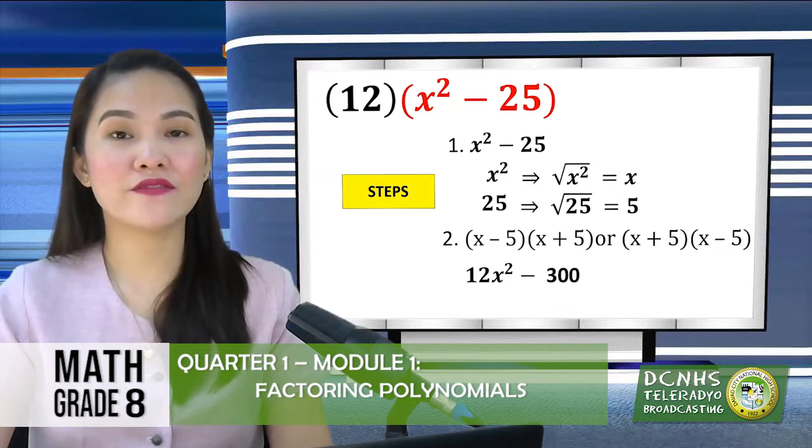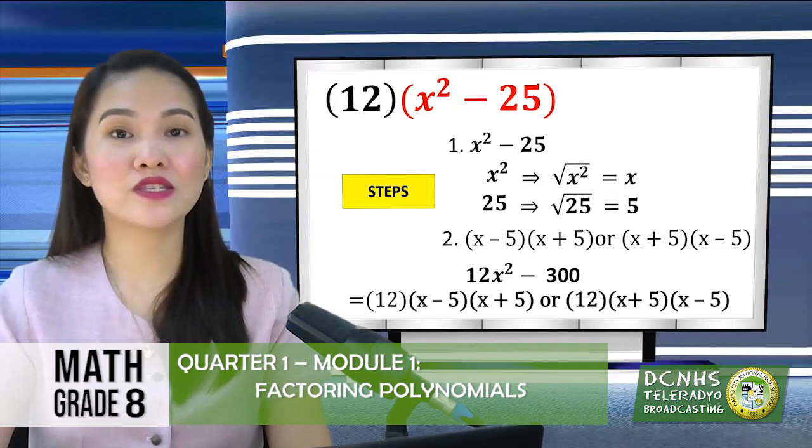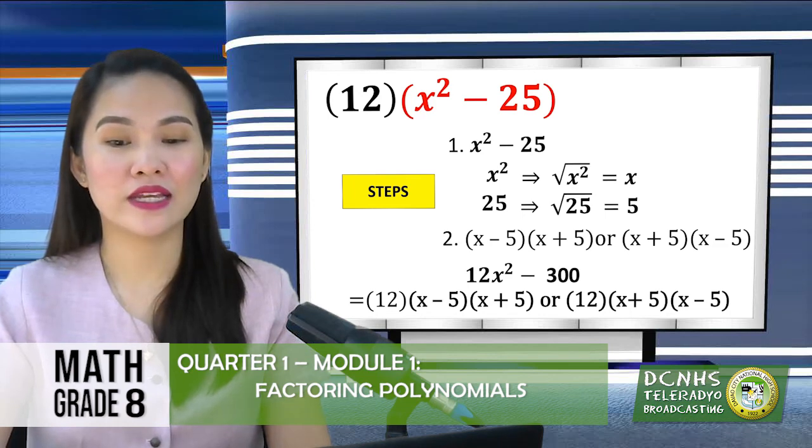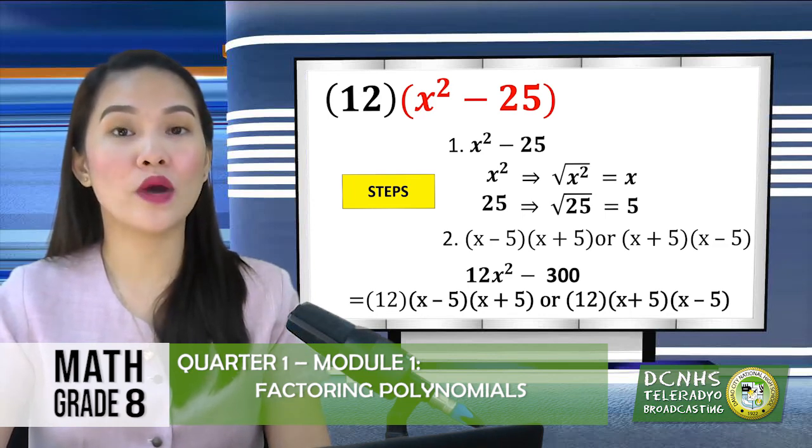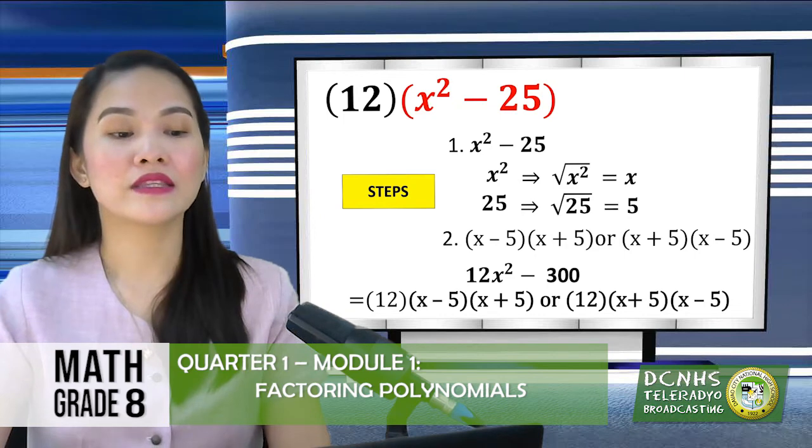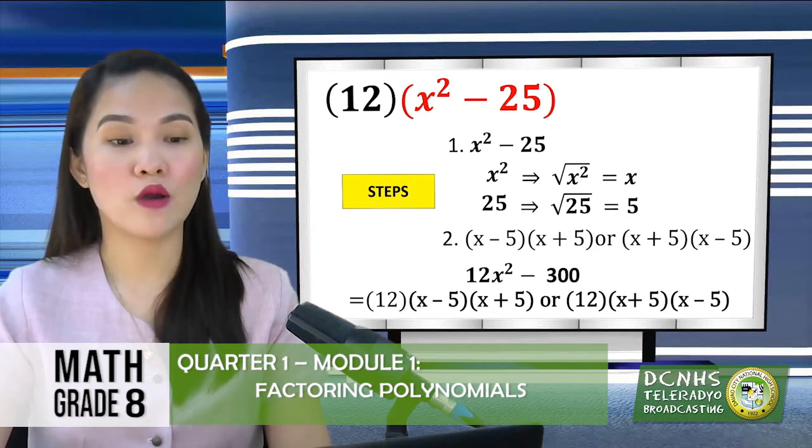Therefore, the factors of the expression 12x squared minus 300 is equal to 12 times the quantity of x minus 5 times the quantity of x plus 5, or 12 times the quantity of x plus 5 times the quantity of x minus 5.